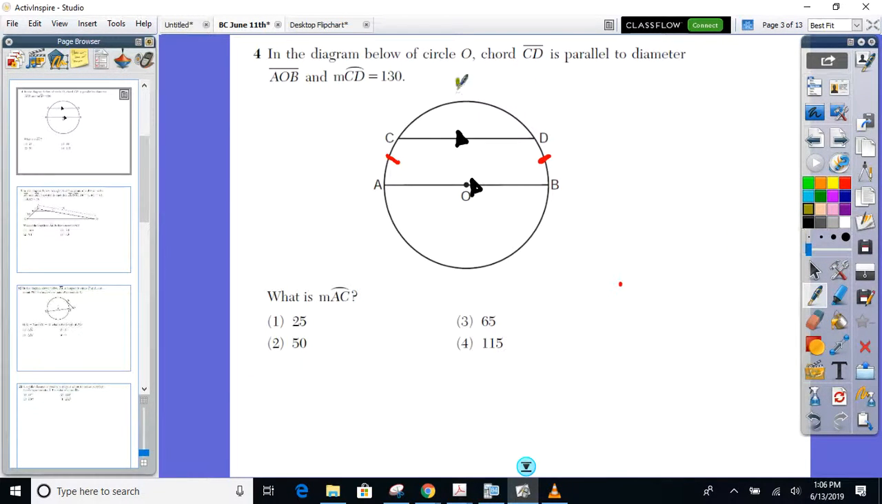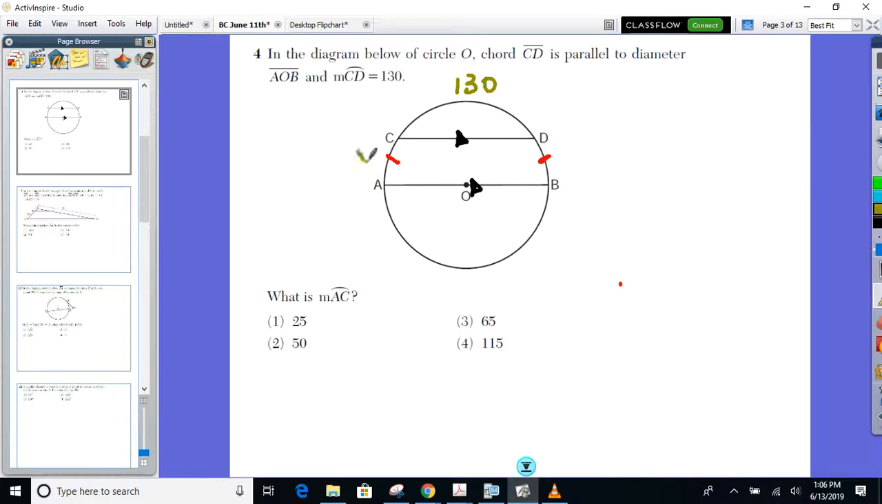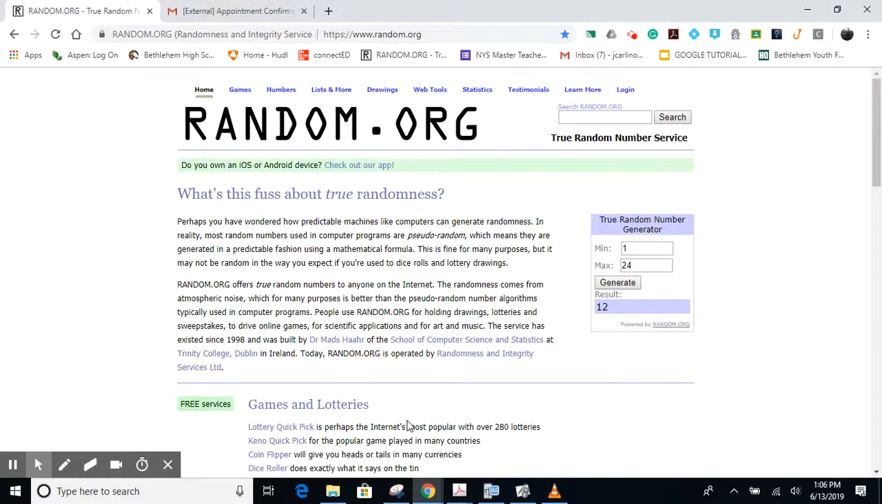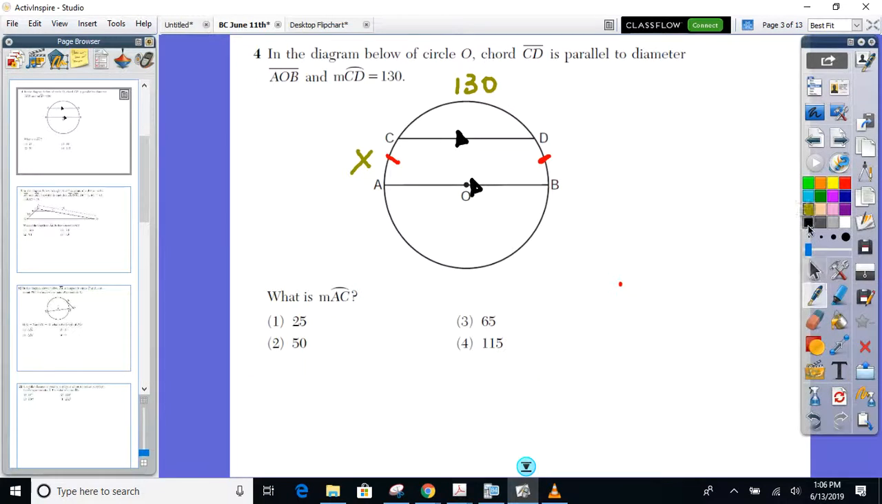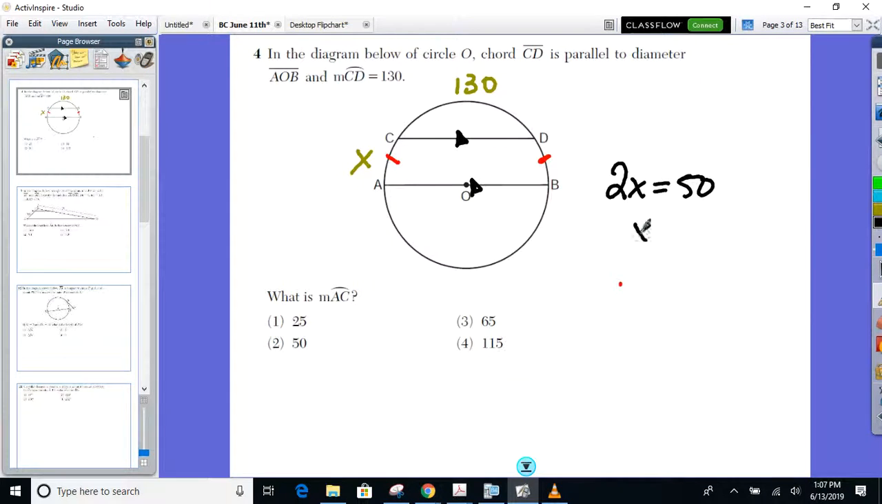Now this is pretty easy, I think. That's 130. We're trying to find arc AC. What are you going to set up and solve? What equation can I set up and solve? Let's hear from 11 now. I did 180 minus 130. Yep. And then, okay, time out. Where'd the 180 come from? The semicircle. Yep, that's a diameter. And then you got 50. 2x equals 50. And then divided by 2 was 25. Yep.